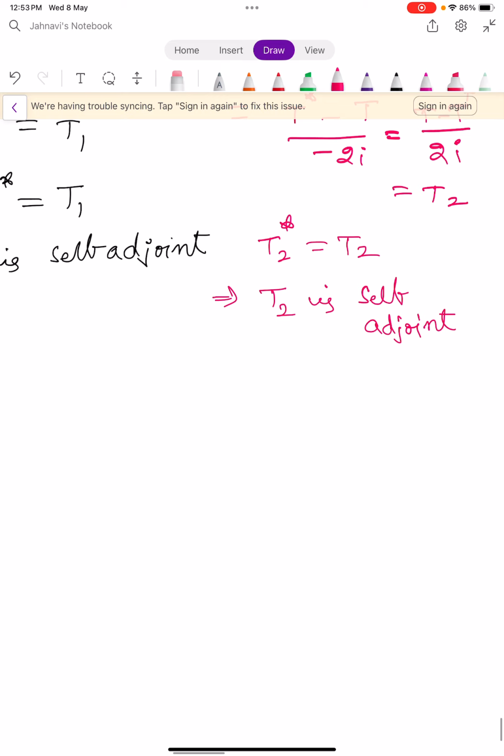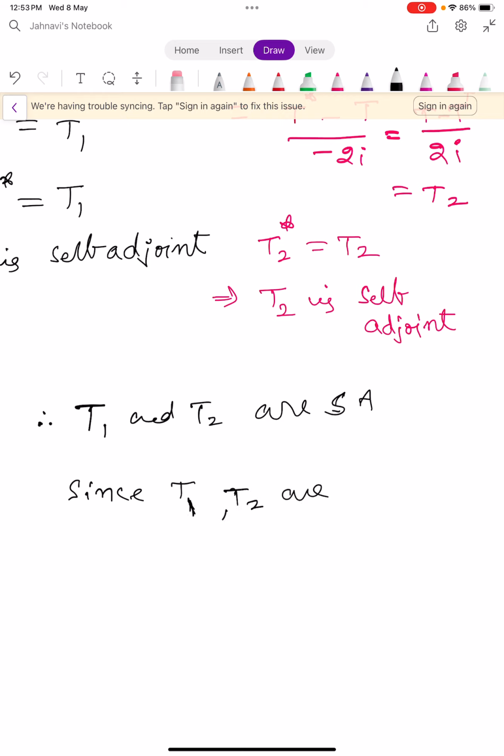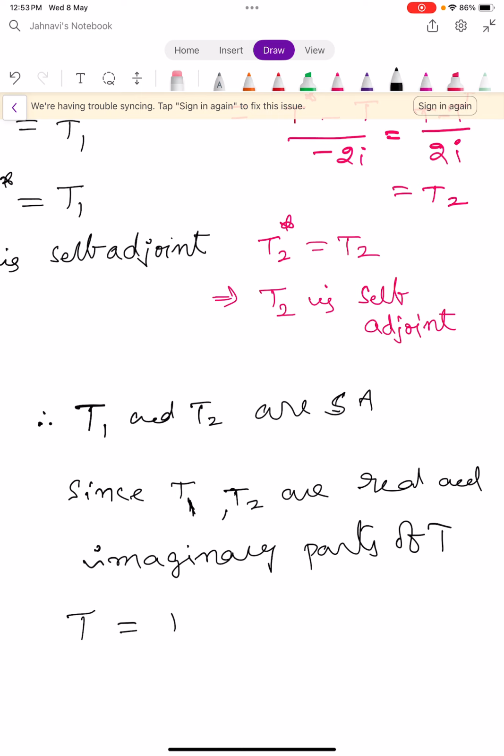So both real and imaginary parts of T are self-adjoint operators. Therefore, both T1 and T2, the real and imaginary parts of T, are self-adjoint operators. Again, since T1 and T2 are the real and imaginary parts of T, this T can be written as T1 plus i into T2.